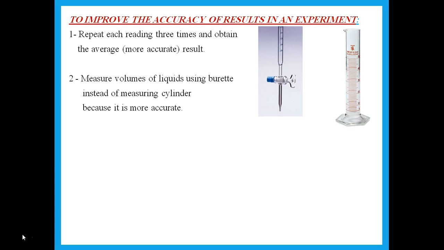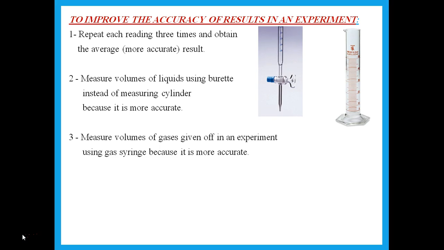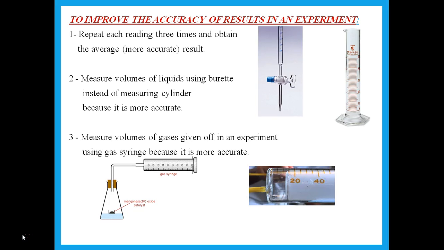So if he says that he used a measuring cylinder, then I tell him no, don't use a measuring cylinder, we should be using a burette. If he's talking about volumes of gases, then I will tell him to measure the volume of gas using a gas syringe because it's more accurate. So measuring the volume of gases, you need a gas syringe. So these are all possible suggestions of improving accuracy of results depending on what the experiment is talking about.